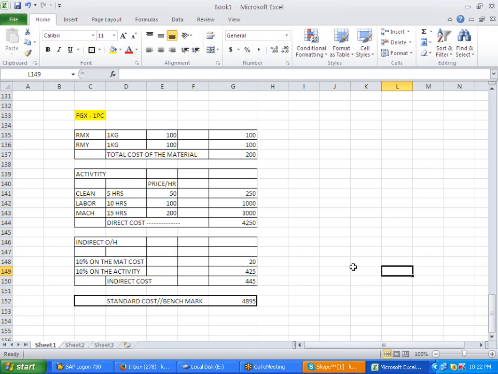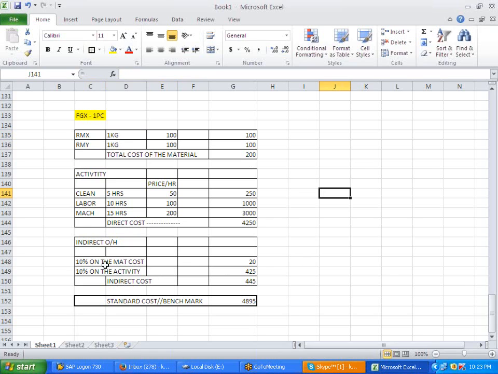Yeah, sure. And as I increase the volume, the material will increase. But per piece, there are variable costs and fixed costs. Am I right? You mean to say variable cost on this material, you're saying? No, this material is fixed cost, but maybe the indirect cost may be variable cost. I don't know.